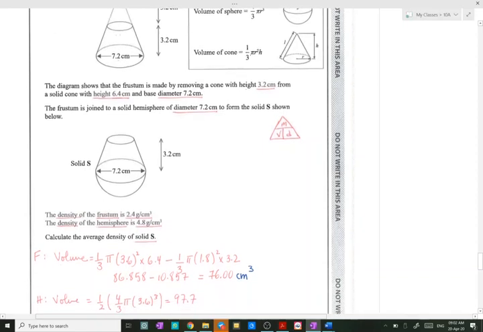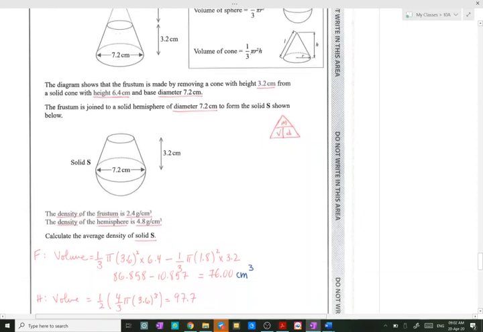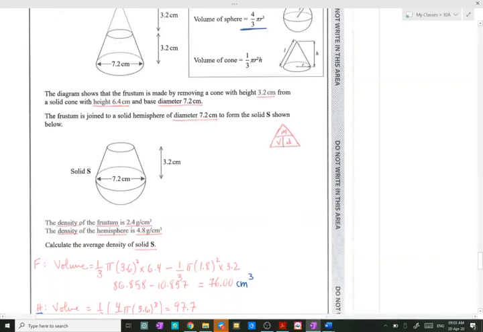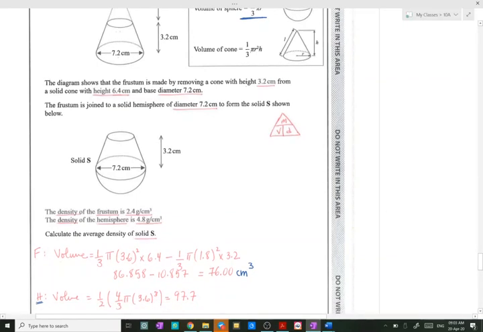Coming to the second volume, which is the hemisphere, I called it H, and it is equal to the volume of a sphere given to us, but we divide it by 2, so this is why you see a half multiplied by the formula. Plugging it on your calculator you will get this answer, which is also centimeters cubed.